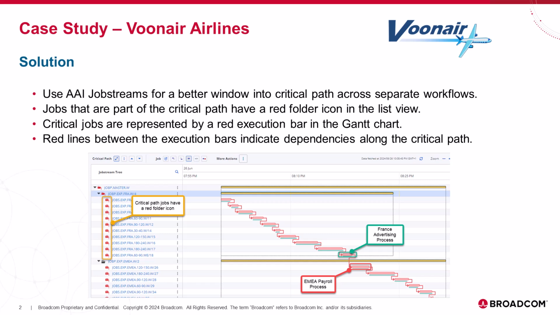The AAI web interface makes visualizing the critical path much easier by designating each critical path job with red icons or red execution bars. And red lines between the execution bars indicate dependencies. All these visual aids are visible across workflows, including if external dependencies are involved. Let's go into our training environment and walk through this same use case directly in Atomic Automation and AAI.